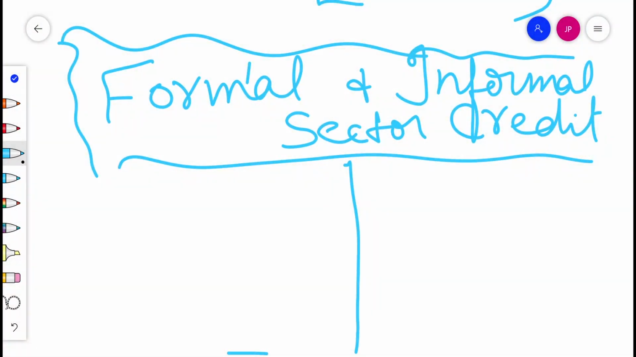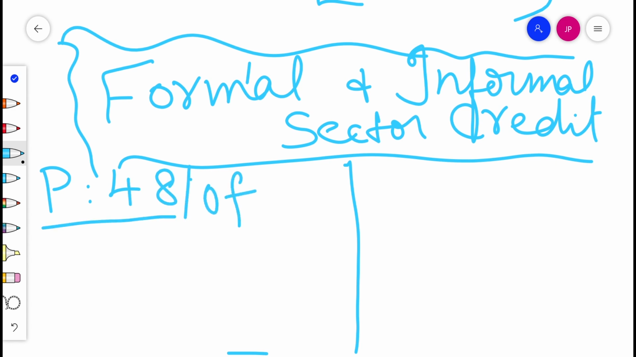Today's topic is formal sector and informal sector credit. Page number 48. Actually, what's the word meaning of formal sector? Formal means official with the rules and regulations. In the case of variety of credit arrangements, we have seen that people obtain loans from various sources. The various types of loans can be conveniently grouped as formal sector and informal sector loans.